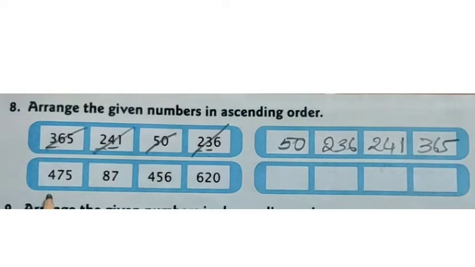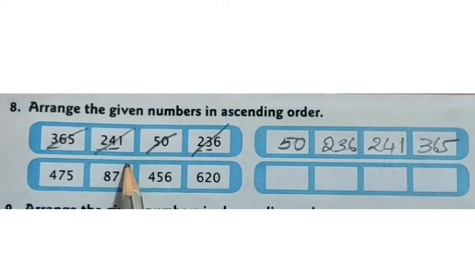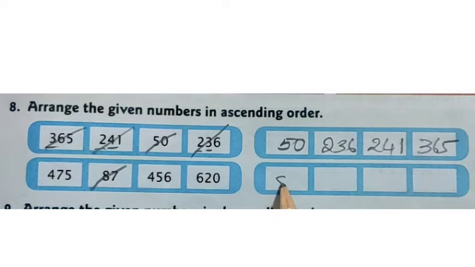Let's move to the second question. Here all are 3-digit numbers except this 87. 87 is a 2-digit number. So a 2-digit number is smaller than a 3-digit number. Strike out 87 and write 87 in the first box.